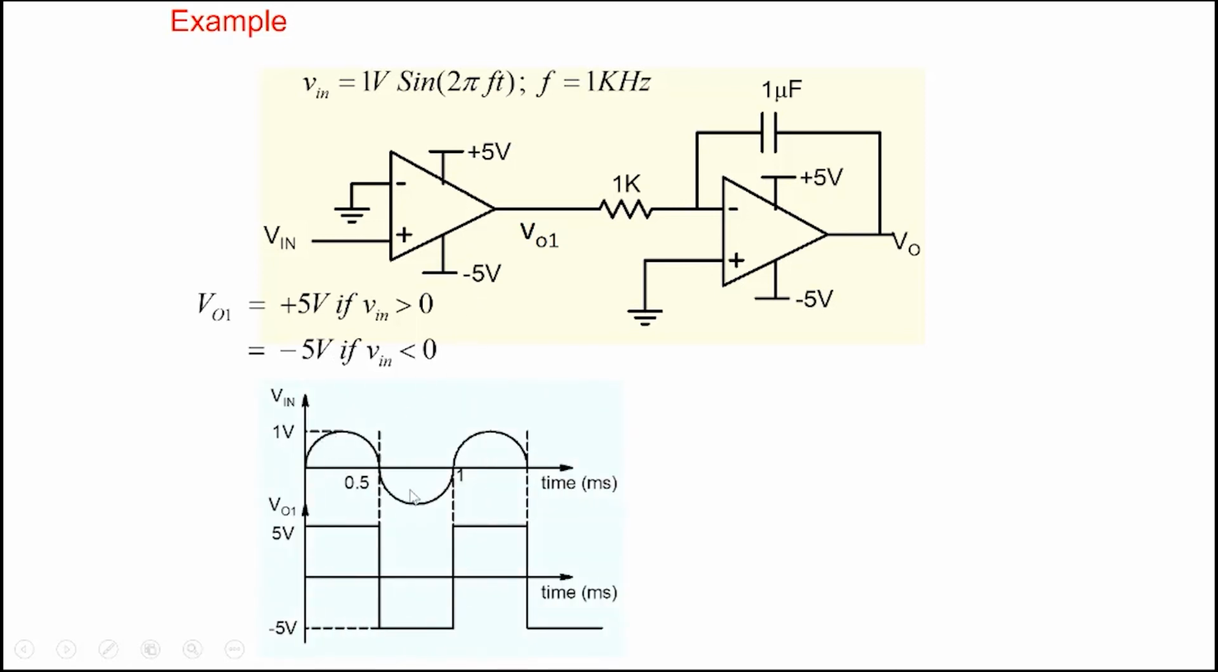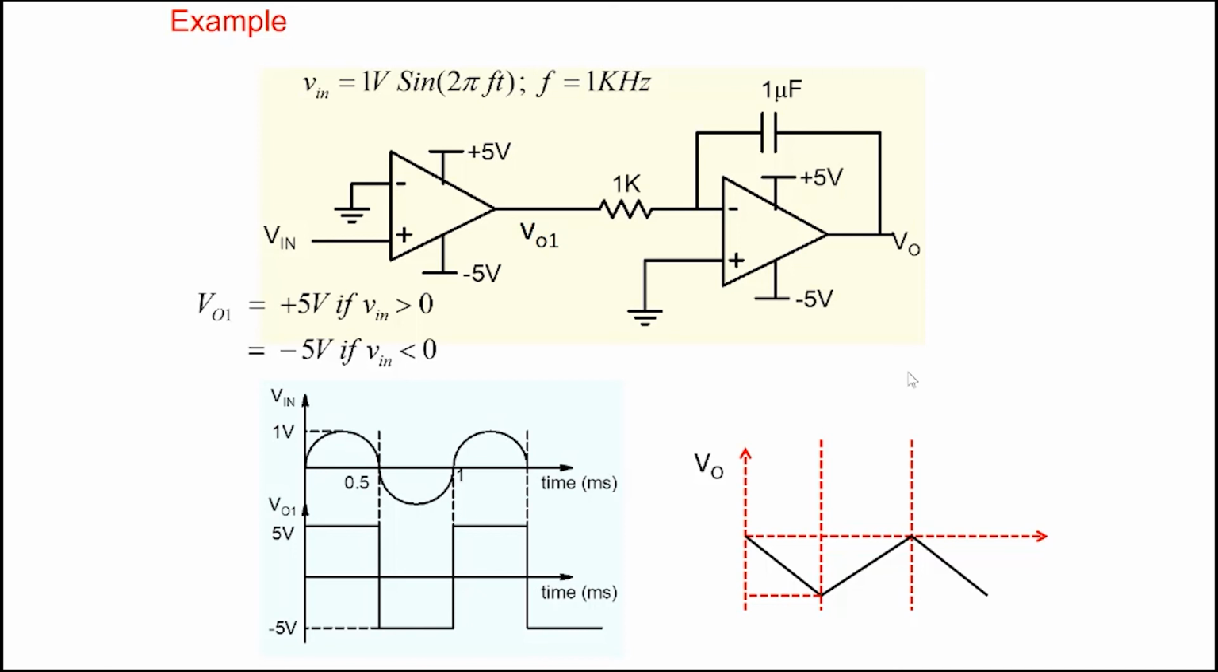So if we have a sinusoid like this, 1 volt, the output of the first stage is going to be 5, then minus 5. The moment the sinusoid goes negative, it goes to minus 5. And so we've taken a sinusoid and converted it into a square wave here. And this square wave is being fed into an integrator. So what we'll get is a triangular wave here. So you can see a waveform converter circuit. You can go from sinusoid to square to a triangular waveform.